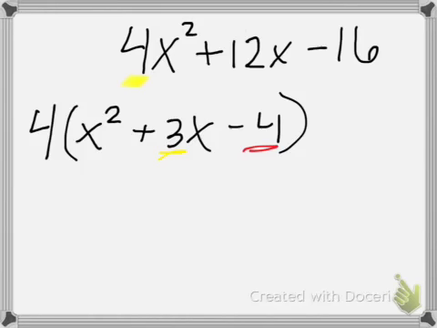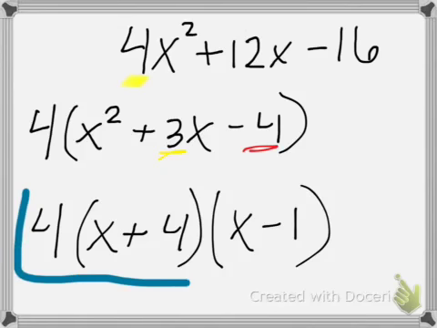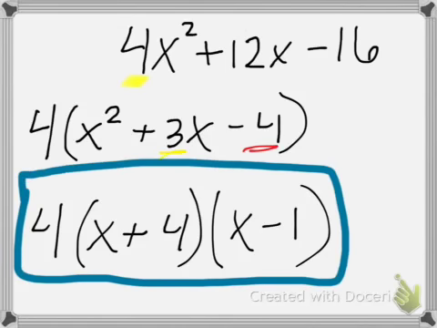And so you have to bring down the 4 again. So it would be x plus 4 and x minus 1 to get you positive 3. You would leave your answer like this because you have the 4 there on the side.